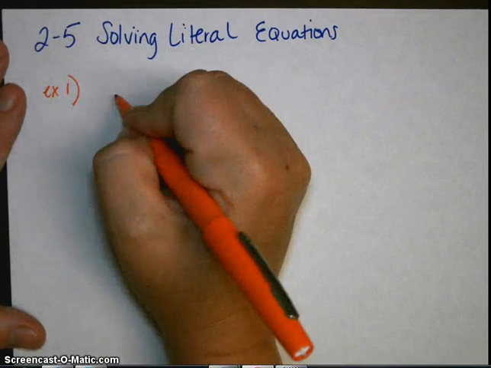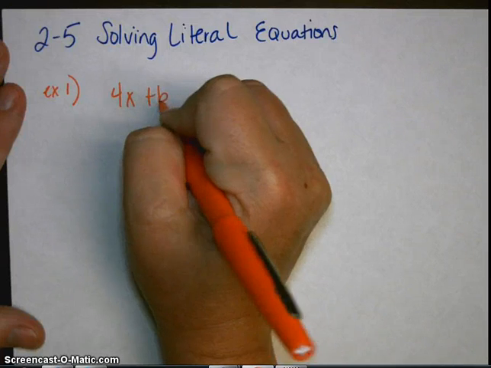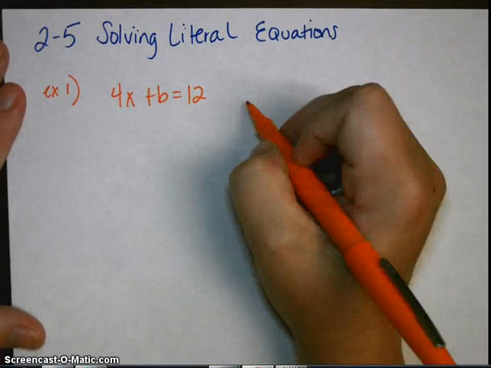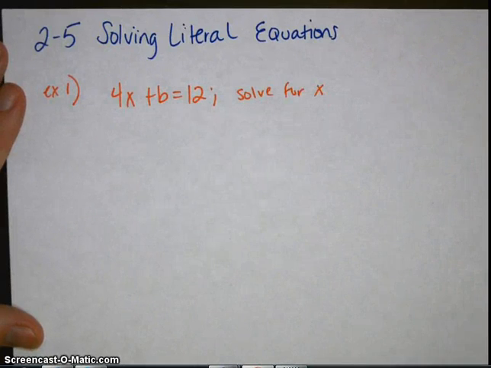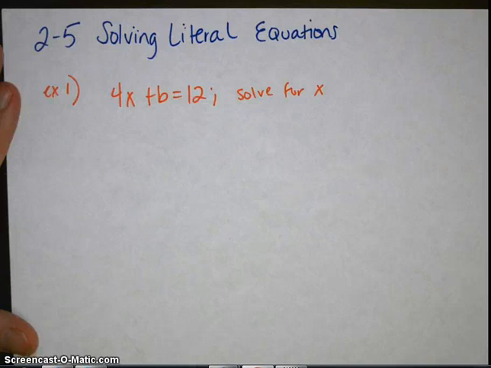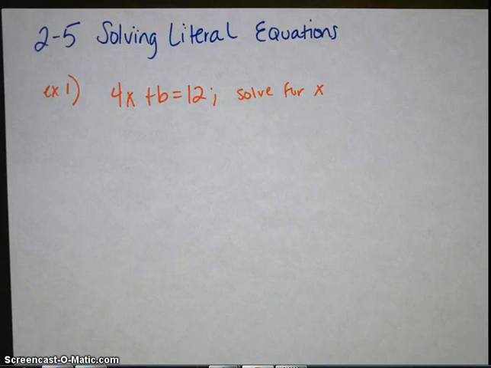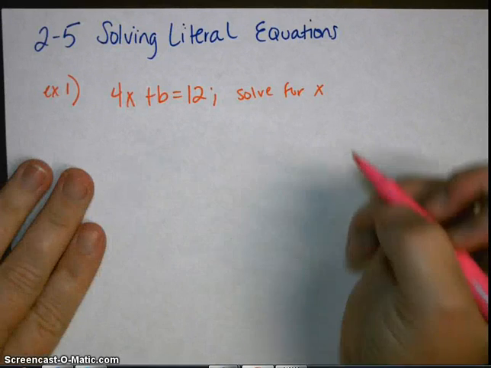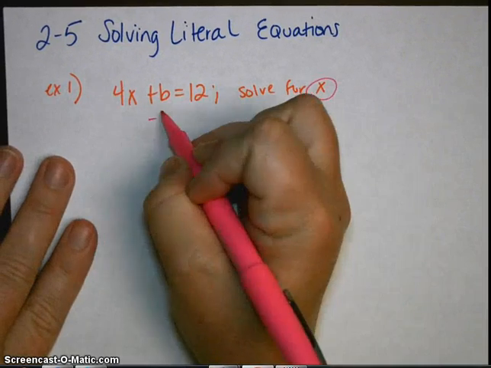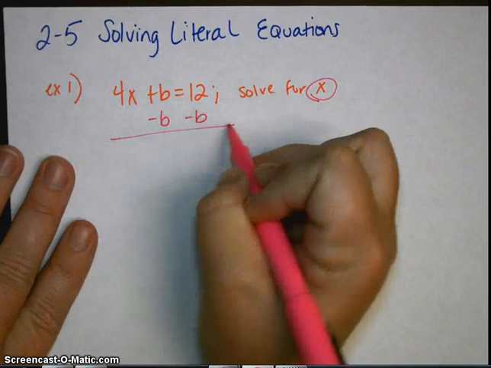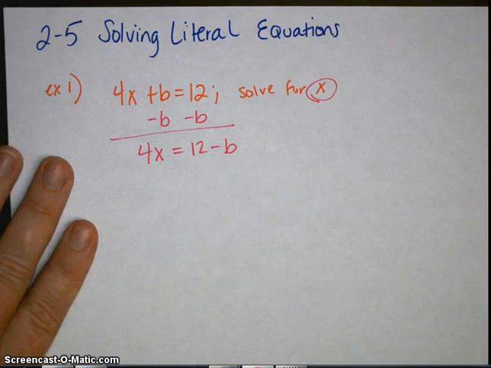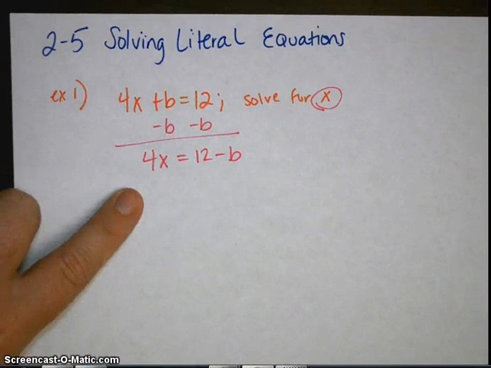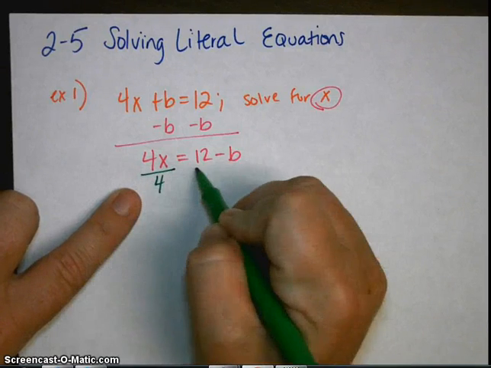Example 1. Let's look at 4x plus b equals 12, and we are going to be asked to solve for x. That means we have to get x by itself, even though there's other letters in the problem. We solve it the exact same way we were solving other equations. We're isolating x. So I'm going to subtract b from both sides. That gives me 4x equals 12 minus b.